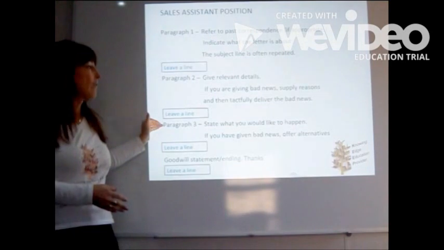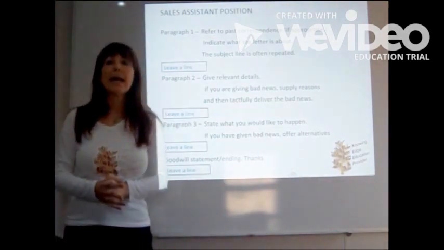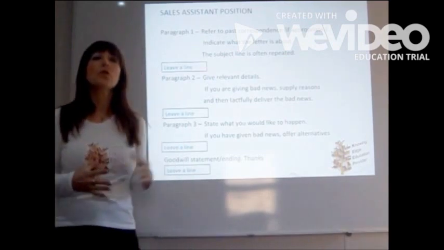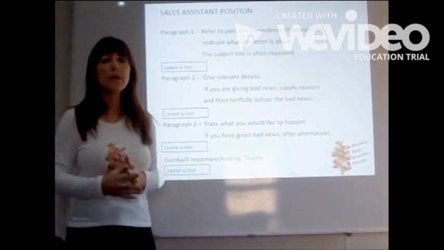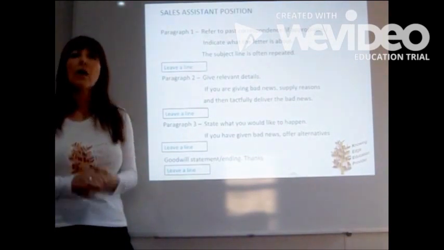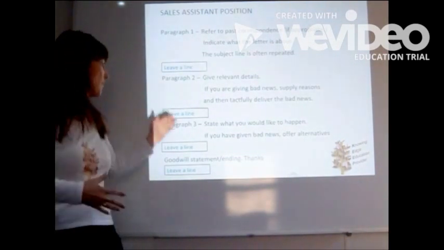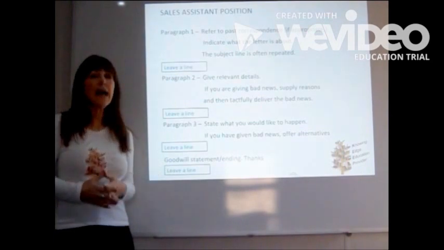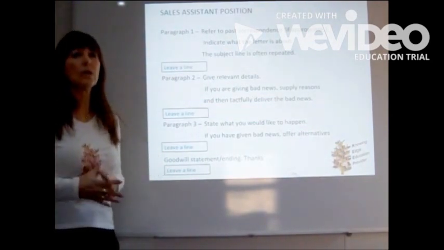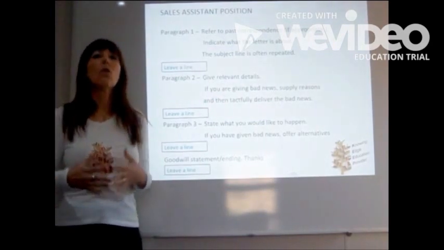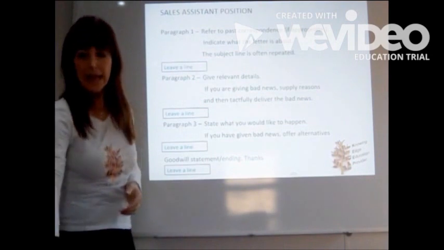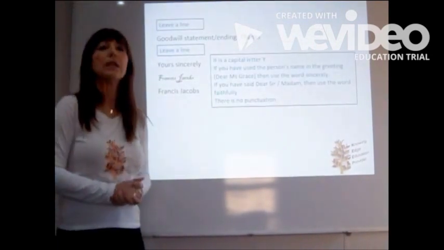Your third paragraph usually states what you would like to happen. In the case of giving bad news, you would then offer some alternatives to give the person a positive slant on the occurrence. You would then leave a line and put in your goodwill statement, thanking the person for their attention or for the correspondence you have received. You would then leave a line and put in your complimentary close.